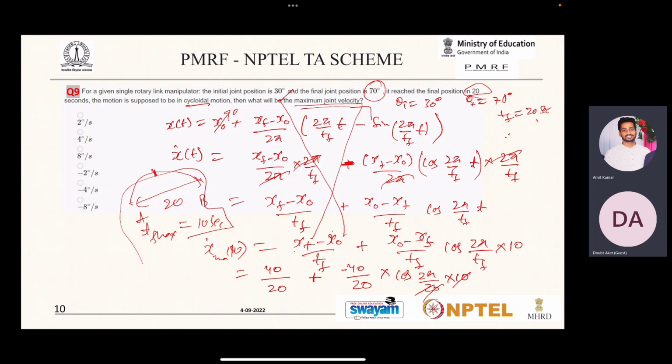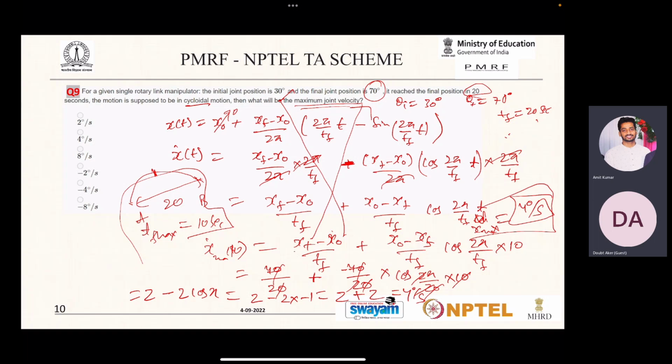So this will become cos pi, this is minus 2 and this will be 2. So we'll get 2 minus 2 cos pi. Cos pi is minus 1, so 2 minus 2 into minus 1, that is 2 plus 2, that is 4 degree per second. So the correct answer for this will be 4 degree per second. That is x dot max, which we wanted to find out. So the maximum velocity will be 4 degree per second.